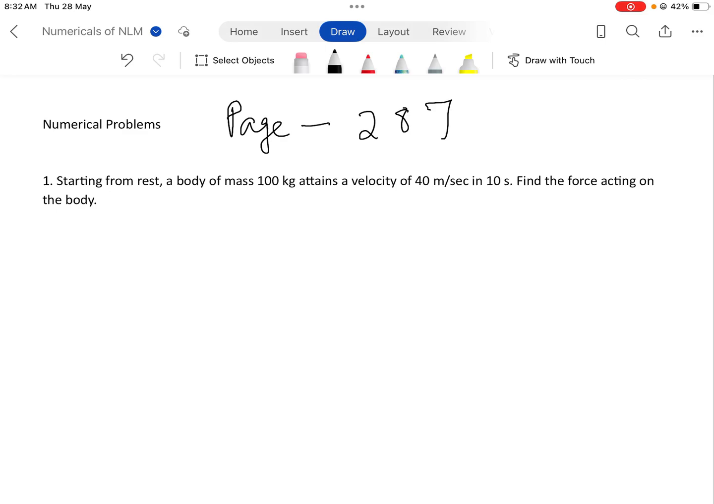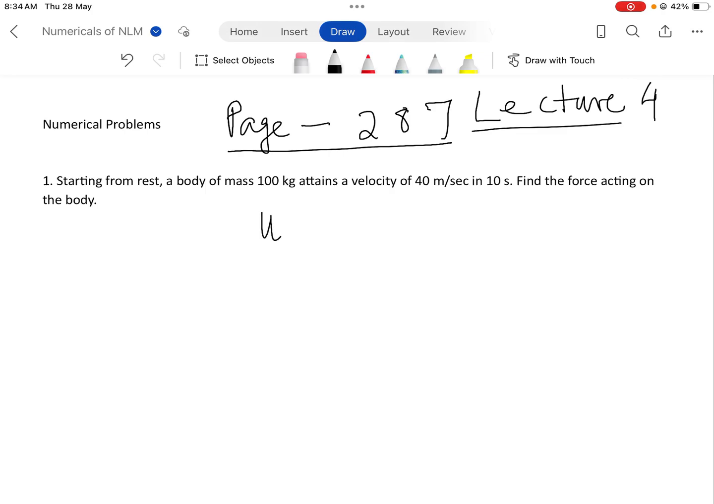So, this is lecture 4 and we will do the numericals of Newton's laws of motion, which are given in your textbook, page 287. So, you see the first question, starting from rest.